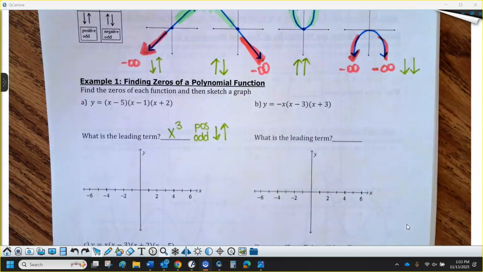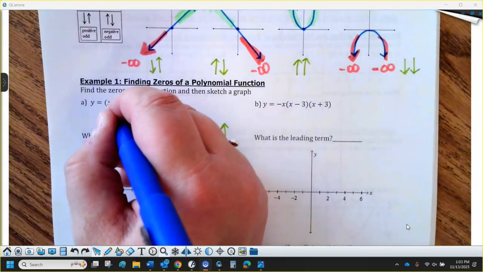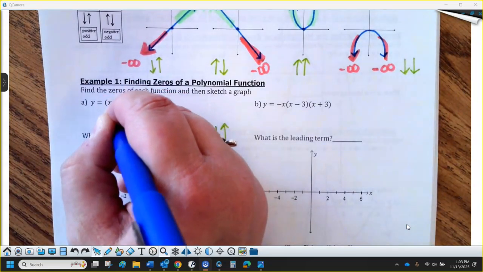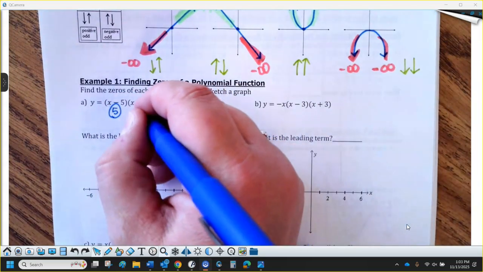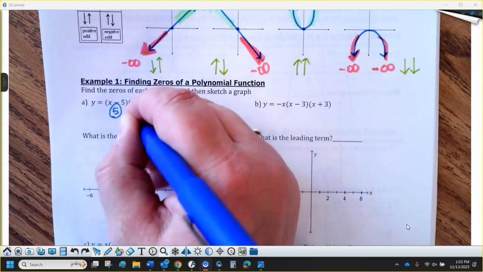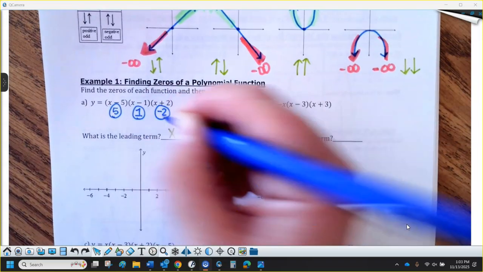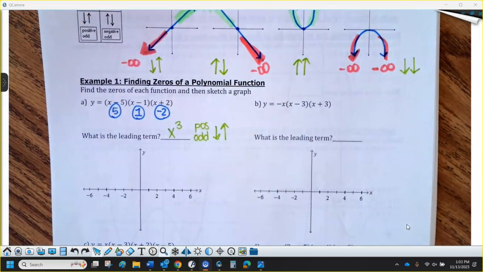Okay, here's all we're going to do. We're just going to sketch this. All right, so I'm going to identify my zeros. So this should go either through or touch the x-axis. We're going to talk about that here in a second. At 5, at 1, and at -2. Those are my zeros. So this is how I'm going to interact with the x-axis.